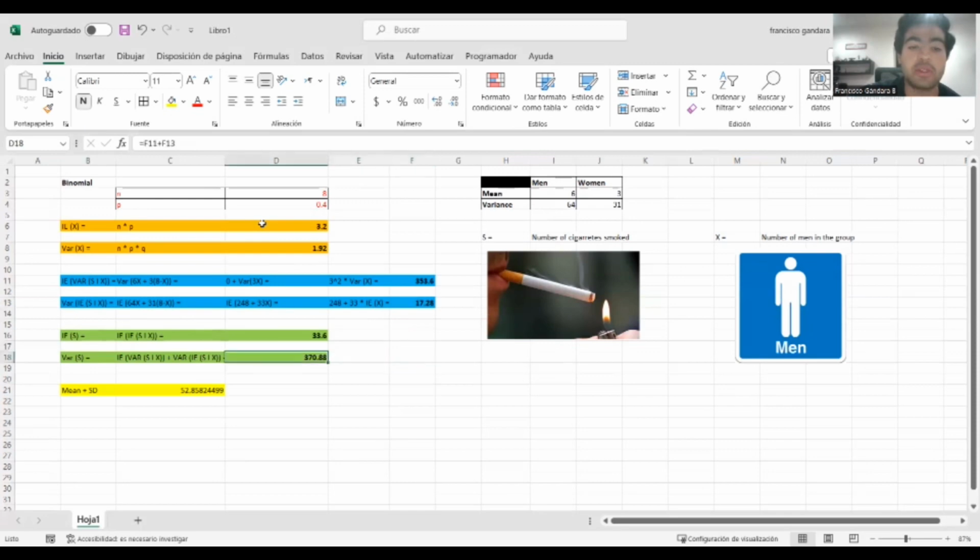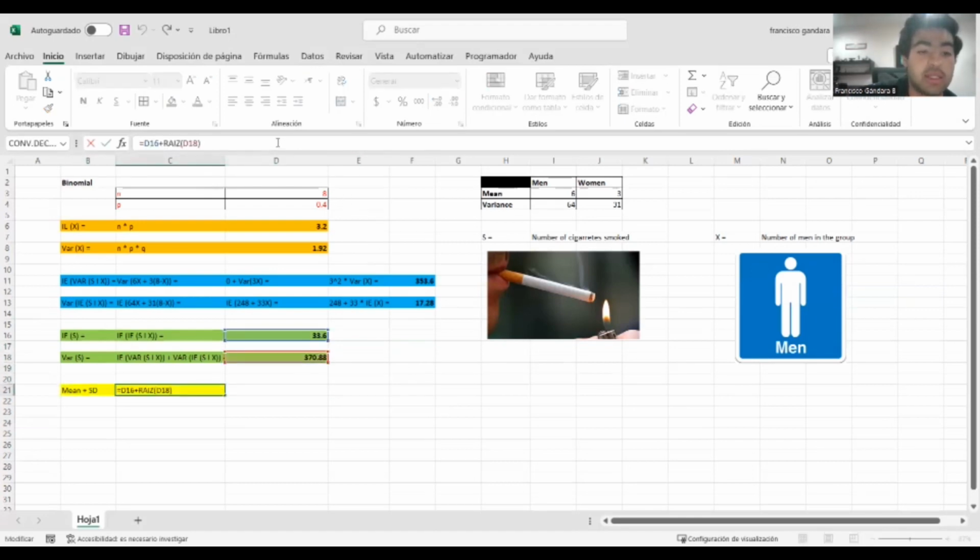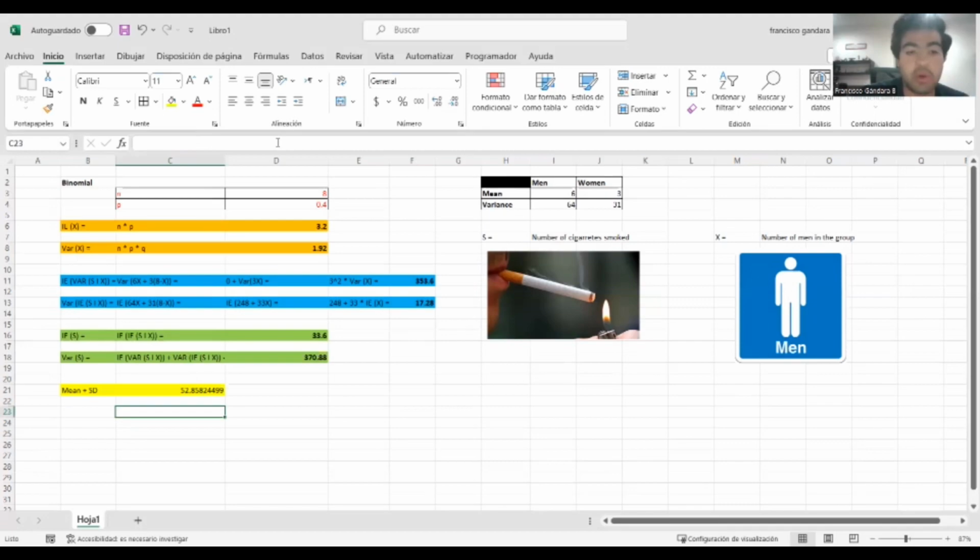Now, using the theorems that were given before, we know that the sum of these two results that we obtained before is the variance of S, and that's 370.88. So here are the main results that we needed: now we have the expectation of the number of cigarettes smoked and the variance of that. But the problem asks for the mean plus the standard deviation of the number of cigarettes smoked. So we will have it as the expectation of S plus the square root of the variance of S, that's the standard deviation, and that's how we could have computed our problem.